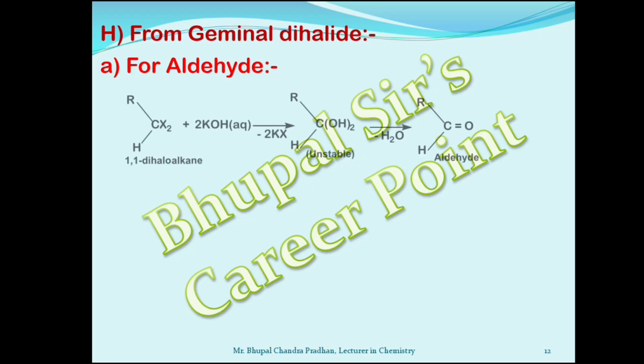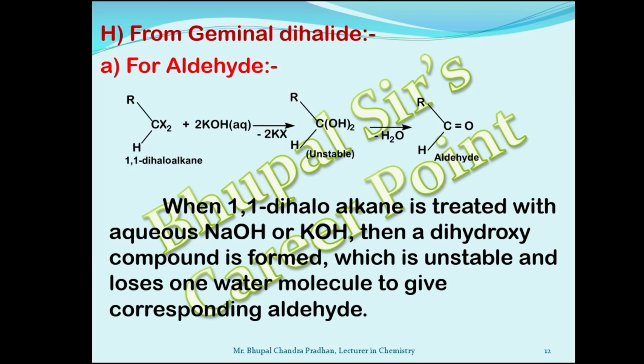Now, for aldehyde, let us see examples. If we take a terminal dihaloalkane, that is 1,1-dihaloalkane, and treat it with aqueous KOH, we get a dihydroxy compound which is unstable and loses a water molecule to give aldehyde. In statement, we have to write down: when 1,1-dihaloalkane is treated with aqueous NaOH or KOH, then a dihydroxy compound is formed, which is unstable and loses one water molecule to give corresponding aldehyde.